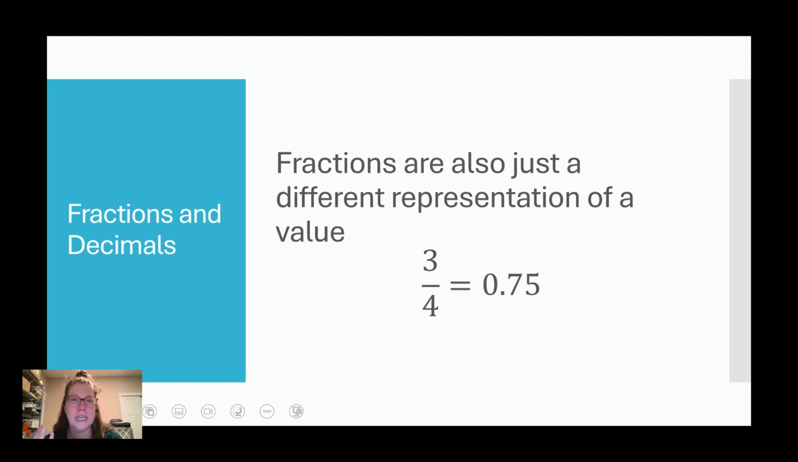A fraction can also be represented as a decimal. We know 3/4 is the same as 0.75, 3/4, 75 cents. So every fraction has a decimal value, and also every whole number could be represented as a fraction if you preferred to. You just put it over 1.